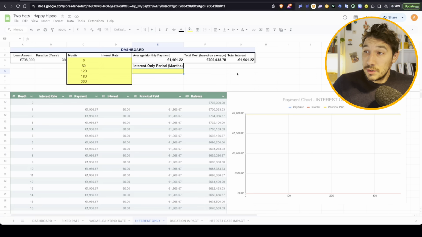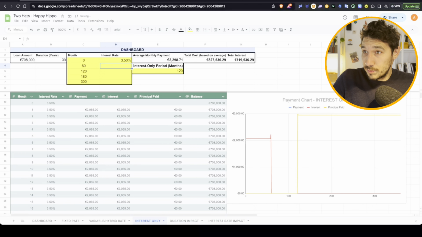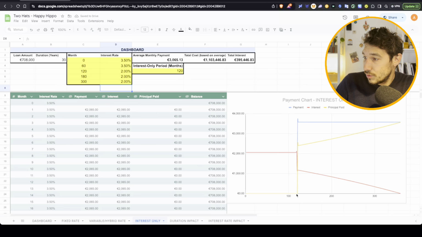Another type of structure could be interest-only mortgages. You are paying for the first part of the loan only interest on your loan, without building any equity. For the sake of the example, let's say 120 months, 10 years. At month 0, we'll start with 3.5%. It's going to be the same until month 120. And then after 10 years, we'll say you will pay, let's say, 2%. You can see on the chart, for the first 10 years, you are only paying interest.